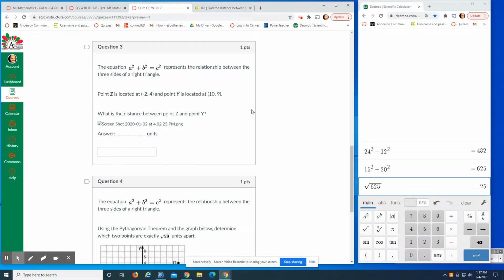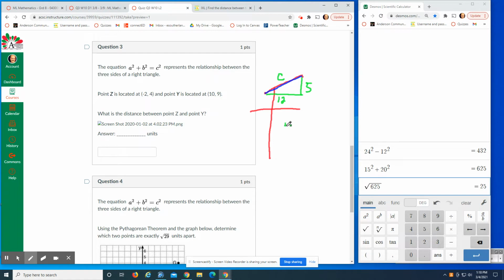Again, there's a graph here that's missing. So we want to find out what the graph says: negative 2, 4. So negative 2, 4 would be about right in here. And then 10, 9 is going to be up here somewhere. So here's what I know: I want to know the distance of this blue line. Again, I will fix the graph so that it's written there. What I know is that I can draw a right triangle. And I know that 4 to 9 is 5. And that negative 2 to 10 is 12. So I'm still missing C.